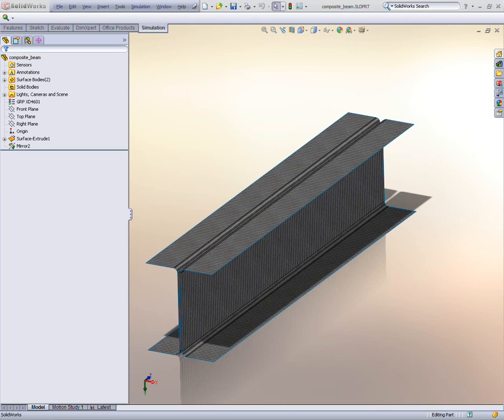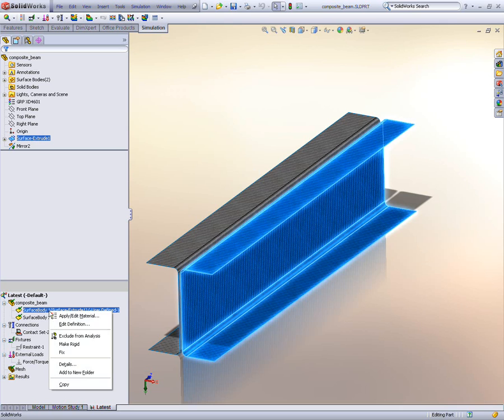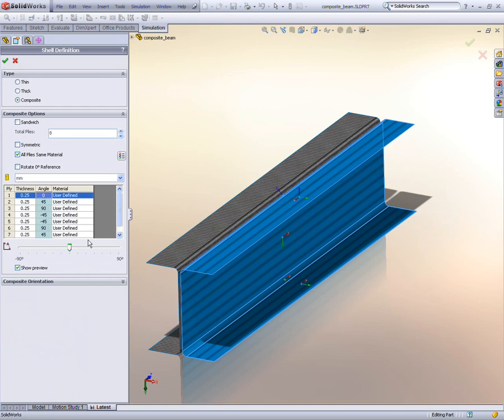New in SolidWorks Simulation Premium is support for composite shells. Simulation's always had the ability to support composite materials, but now we have the ability to support shell representation, such as when we have surfaces. And this is a very powerful tool because not only can you define the orthotropic properties of the composite, but now you can actually define individual ply material layups.